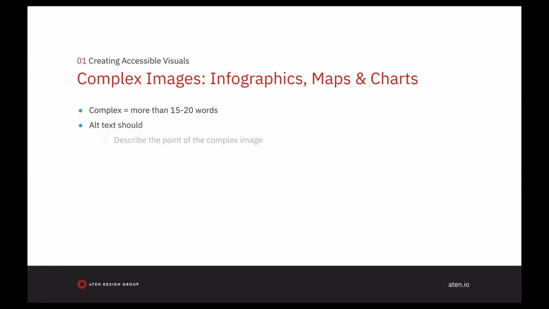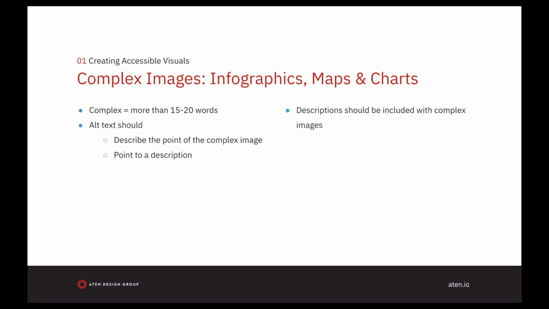Well, alternative text should then describe the point of the complex image. So why are we looking at it? And then maybe just point to a description that has a little bit more elaboration on why it's there on the page. We also want to make sure that we're including image descriptions or captions with all complex images. If you have any graph, any map, any infographic at all on your site, you want to make sure an associated caption is with that image.